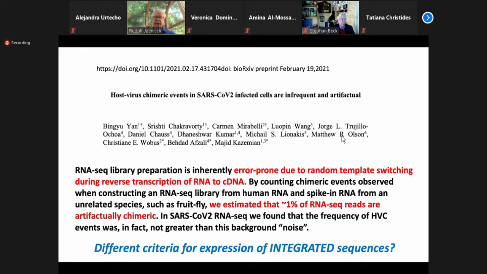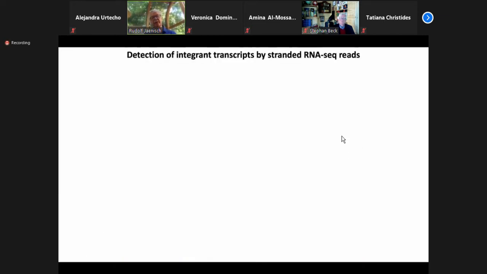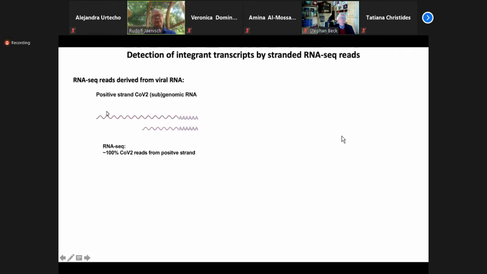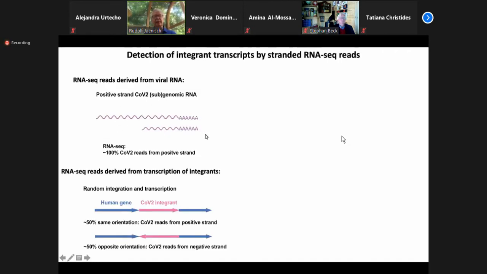And so we thought about different criteria for expression of integrated sequence. Let me go through the logic here. If this would be the normal infected cell having plus strand RNA, but if this RNA would integrate by retrotransposition into the genome, there would be 50% that would be the same orientation as the human gene they integrate to, and 50% the opposite. There should be no preference, right?